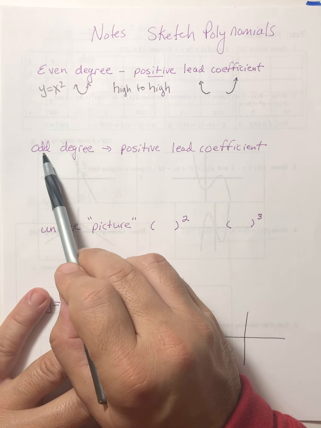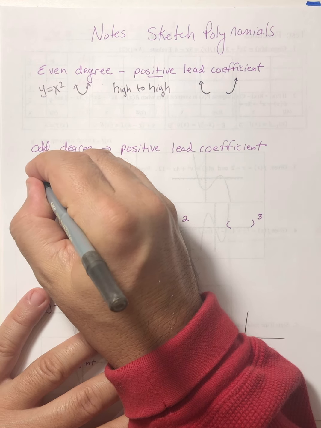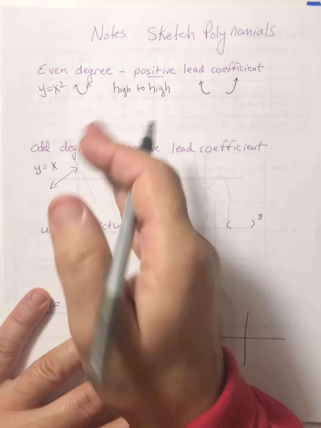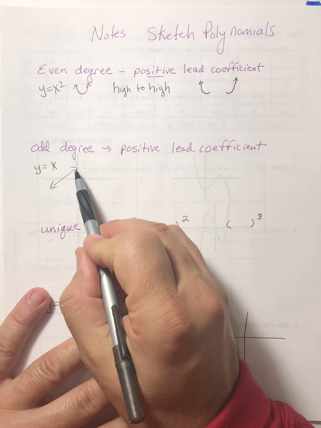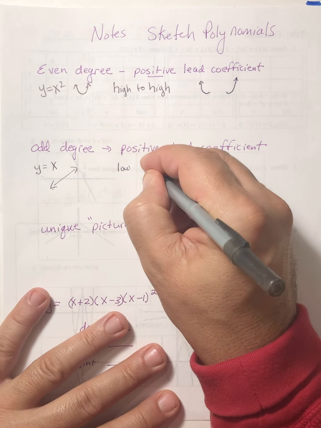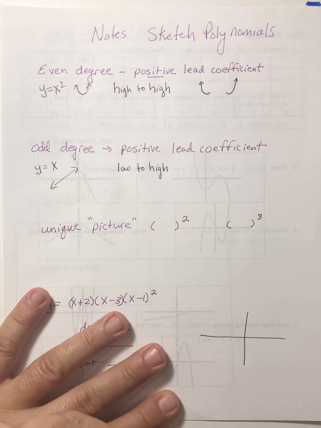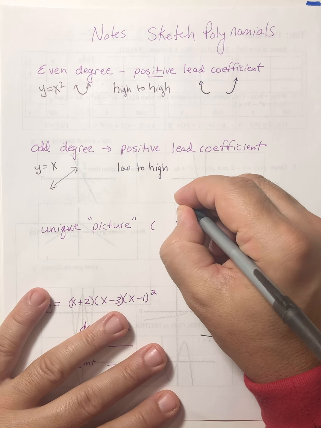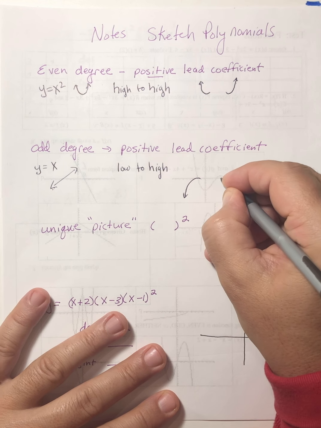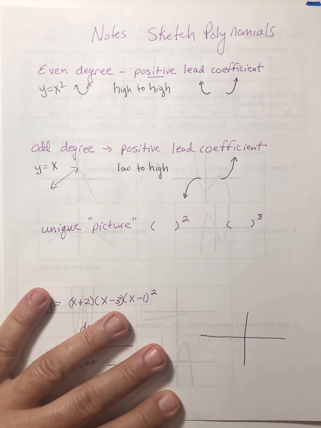Okay, an odd degree would be linear, so y equals x looks like that. As you read from left to right, notice it starts low, finishes high. So it goes low to high. And so we start low, have a little curve, does its squiggles in the middle, and then it finishes high. Okay?